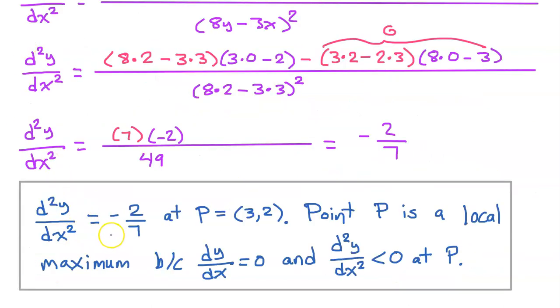So here is our summary statement. The second derivative equals -2/7 at P, which equals (3, 2). Point P is a local maximum because the first derivative is equal to 0 and the second derivative is less than 0 at point P. Be sure that you have included both of these statements in your justification.